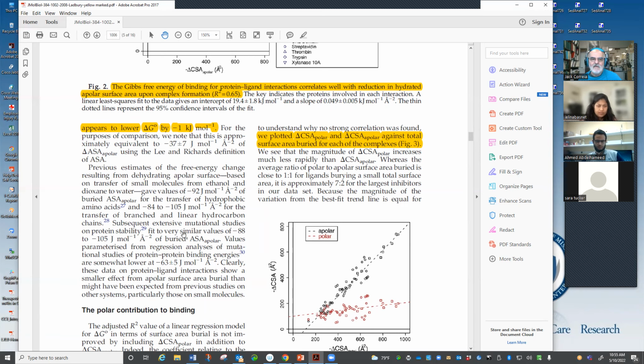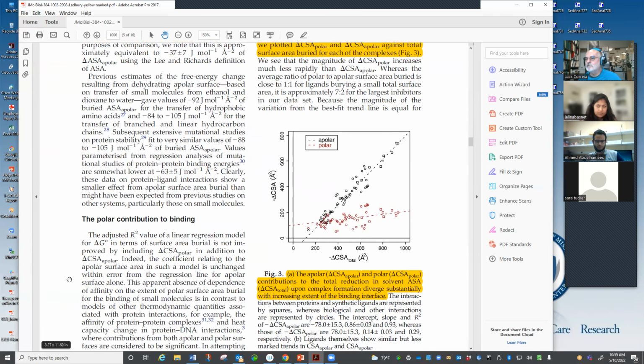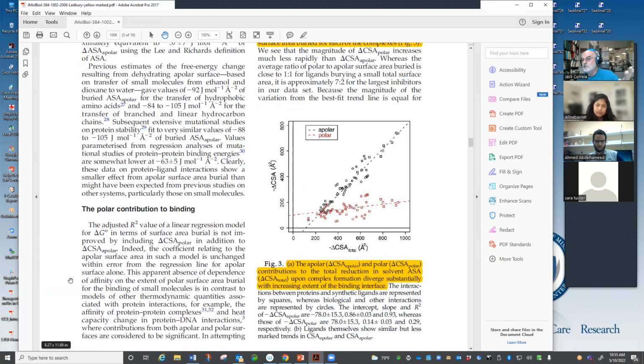Okay. Then they go on and ask, okay, so what about polar? Because we didn't start with polar. Apolar was the best data set. If we go to polar, what we discover is that the polar doesn't have the same impact on the calculation. Okay, if we calculate polar plus apolar burial of surface, the plot doesn't improve at all. That's what they're saying here. They're not showing us the plot. And they're surprised by that, because there's data out there that looked at both polar and apolar and said that both of them matter.